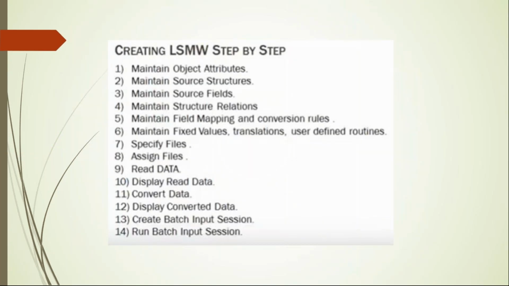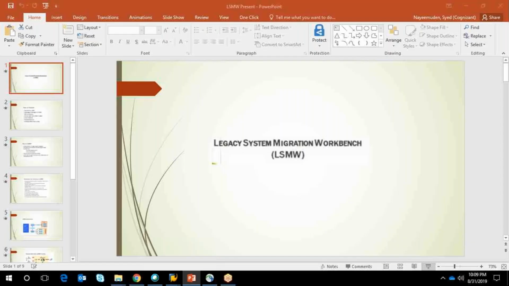Okay, now with this session, these are the steps for the LSMW. Here we have 14 steps, step by step for the LSMW process, which you can see here: maintain object attributes, maintain source structure, maintain source fields, maintain structure fields, maintain field mapping and conversion, and each and everything we will be seeing in SAP. Okay, and I will show you all the steps in detail by creating the MM01. Okay, so this is the session.